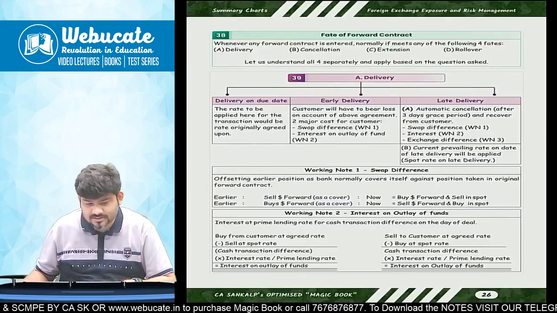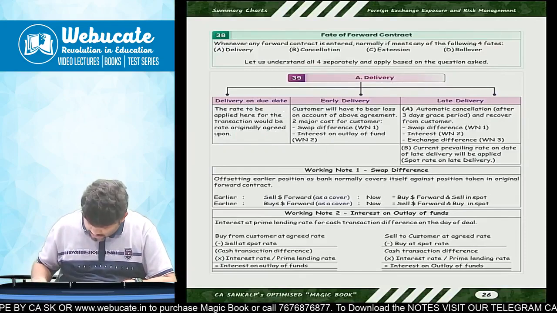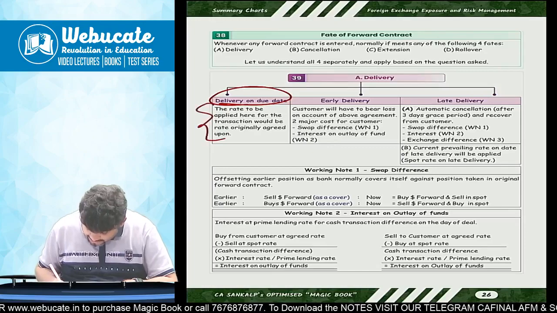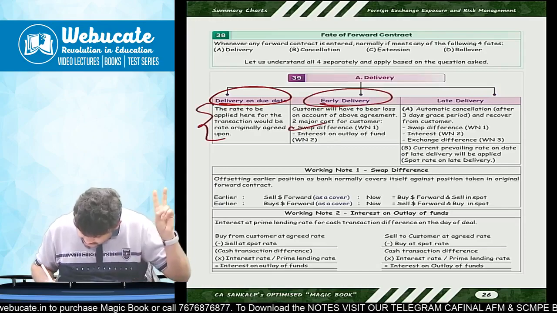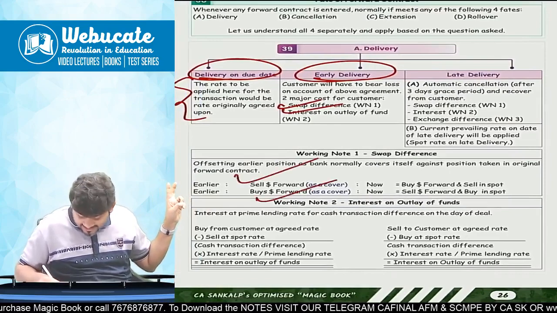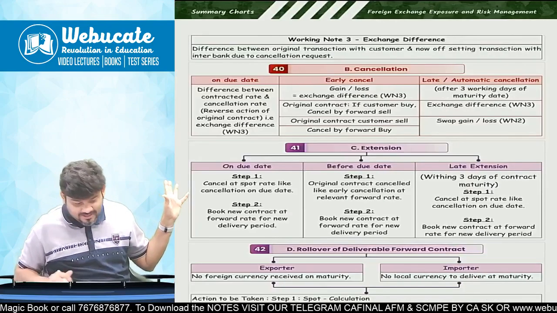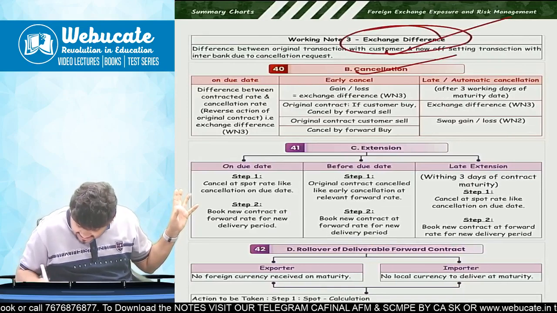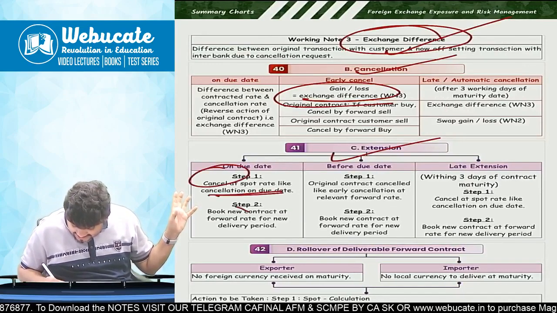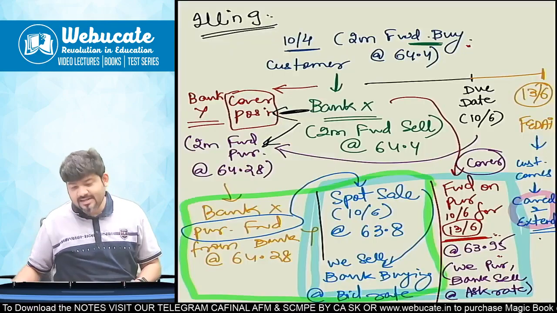See, this is the magic book. So, all the things: delivery. If delivery on due date, what is to be done? If early delivery, swap difference, interest on outlay of funds. What is swap difference? Again, that also I have explained it to you here. Then cancellation. In cancellation, there is going to be exchange difference. In extension, cancel, like cancellation, then book new contract. That is how the system works.